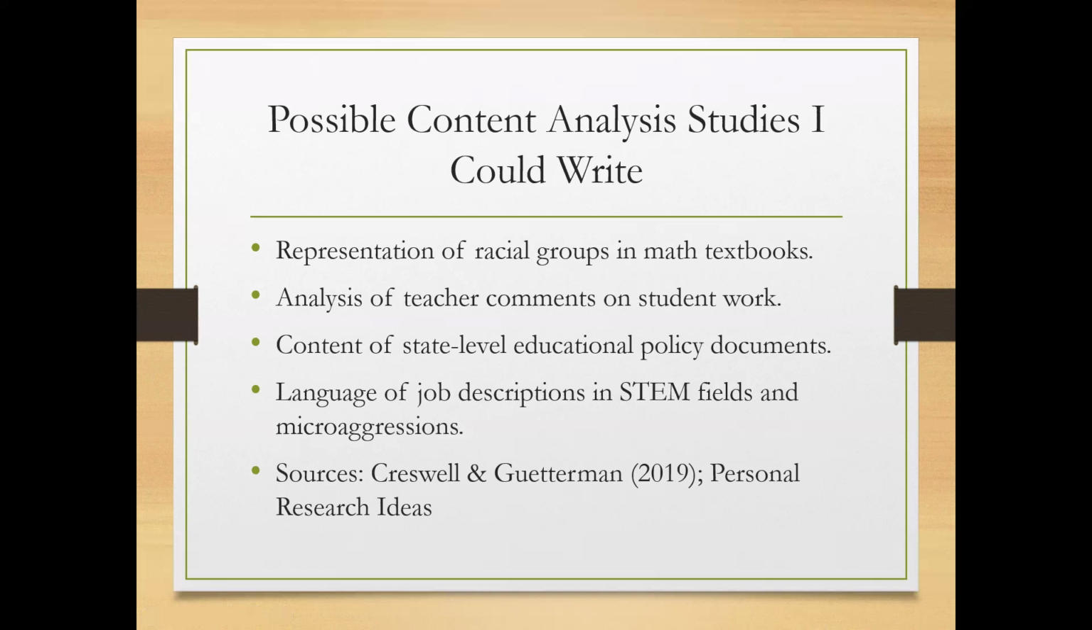Now, so far as what I could do, I could look at the representation of racial groups in math textbooks. I can say that from when I began to teach and now, there is a definite trend toward including names across ethnic backgrounds in word problems in my math book. There are still some areas of what types of things we look at in word problems that we might need a little help with. Analysis of teacher comments on student work. I could look at the content of state level educational policy documents.